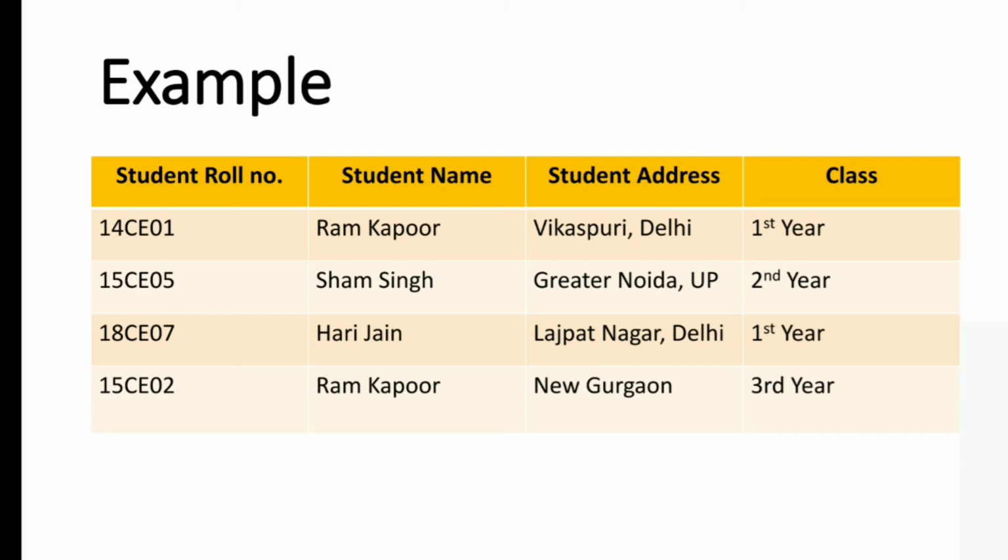Now let's understand with the help of an example. So here we have a table named student with the attributes student roll number, student name, student address and class.